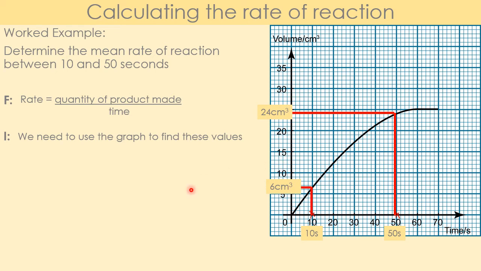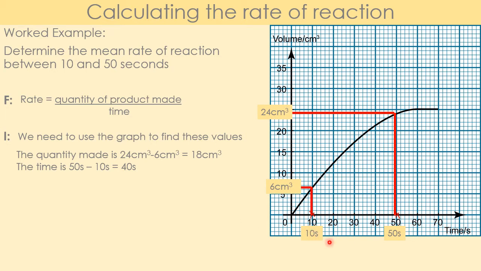My next step is to find the difference between them for all of these values. So my quantity made is 24 centimeters cubed minus 6. I'm finding out the difference between these two values. So I do my larger number, take away my smaller number to get 18 centimeters cubed. I'm now going to find out my time. So again, same process, I'm going to do 50 seconds minus 10 seconds to give me 40 seconds.